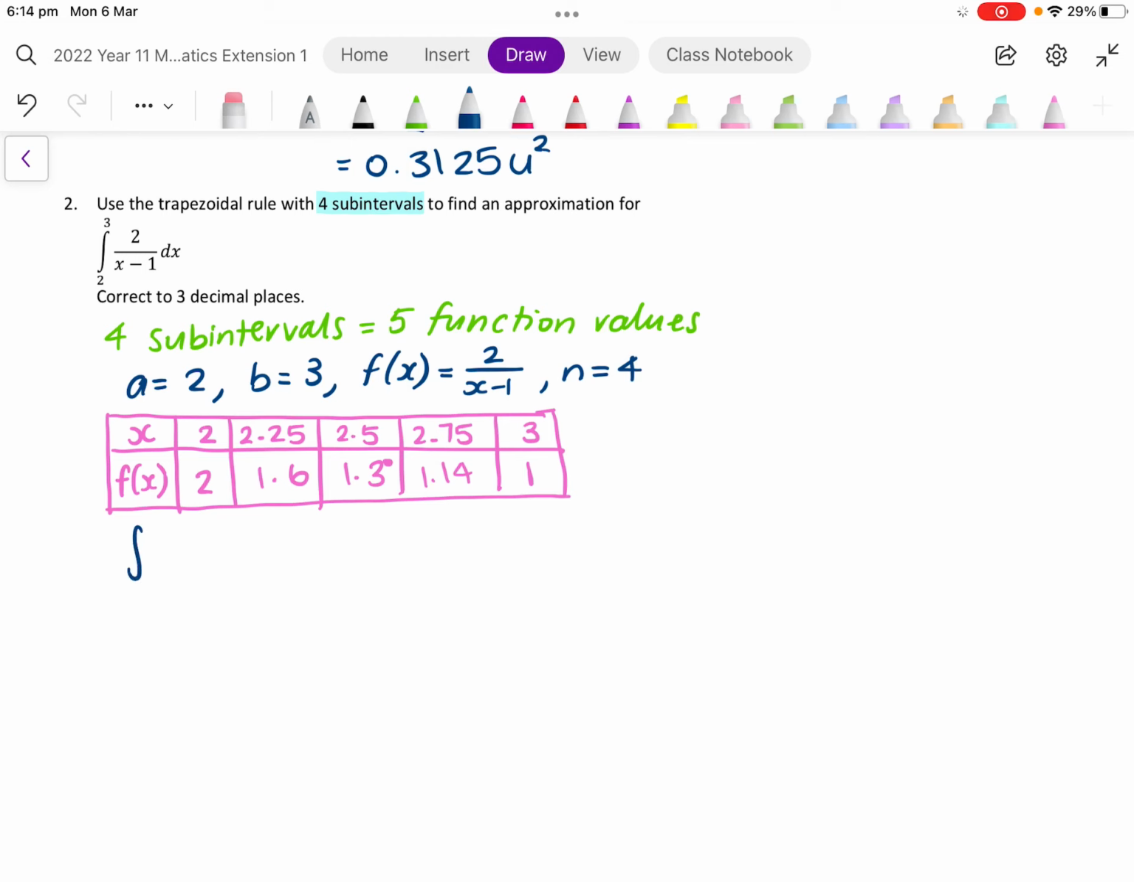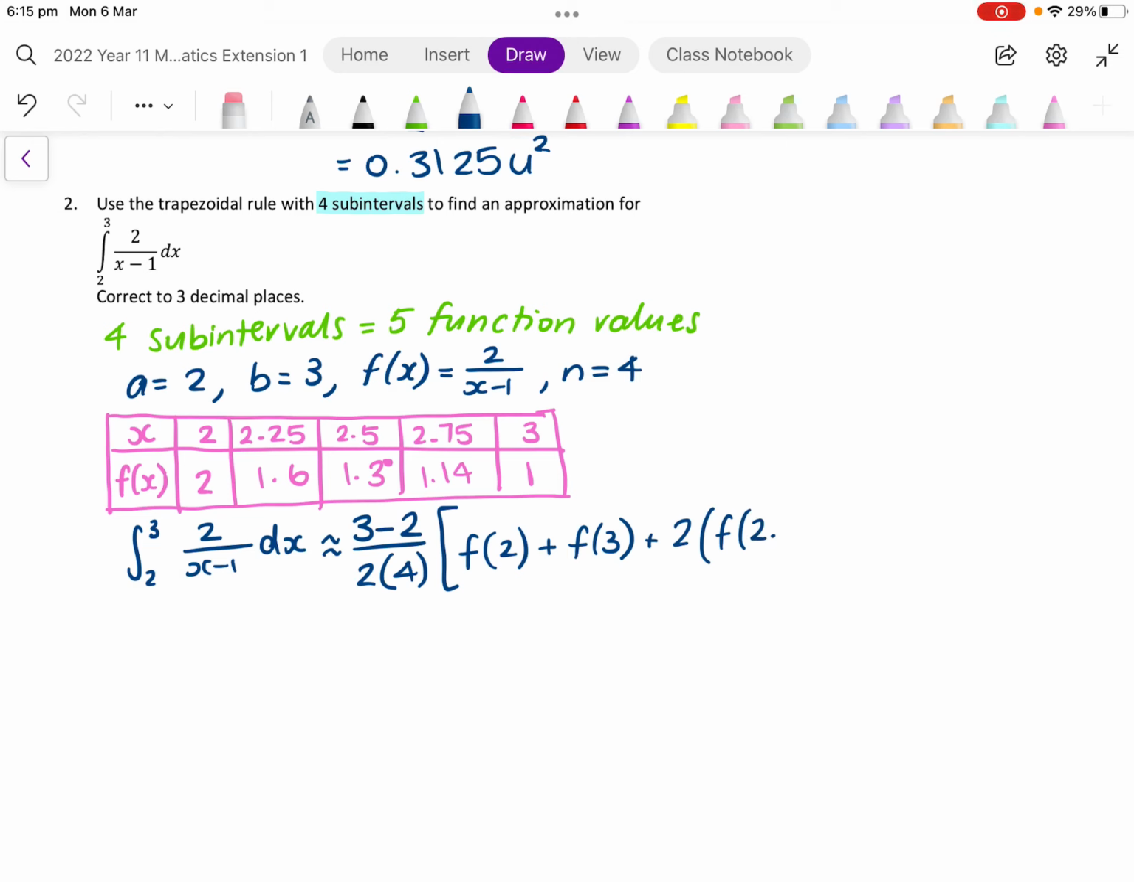We then want to put this all into our formula, so we have the integral of 2 to 3 of 2 over x minus 1 dx is approximately our b of 3 minus our a of 2, over 2 lots of our n of 4, of our f of our first, which is 2, plus f of our last, which is 3, plus 2 lots of f of everything else, so 2.25, plus f of 2.5, plus f of 2.75. Got to work out how many brackets there.